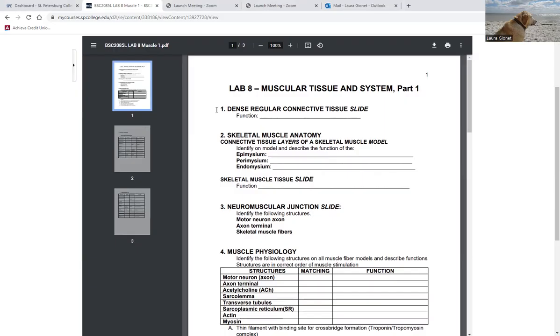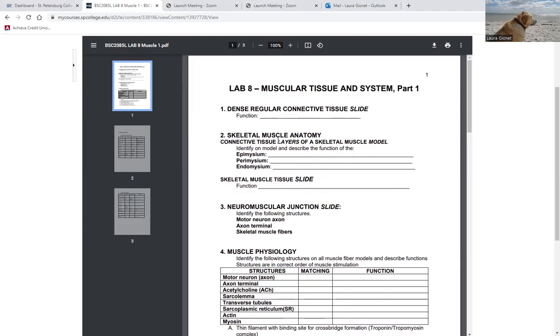Okay, so the tissues, we're going to look again at a dense regular connective tissue, the histological slide, and its function. Dense regular connective tissue forms ligaments and tendons. Right? Ligaments and tendons. Then we're going to look at the skeletal muscle anatomy. We have a particular model we often use.